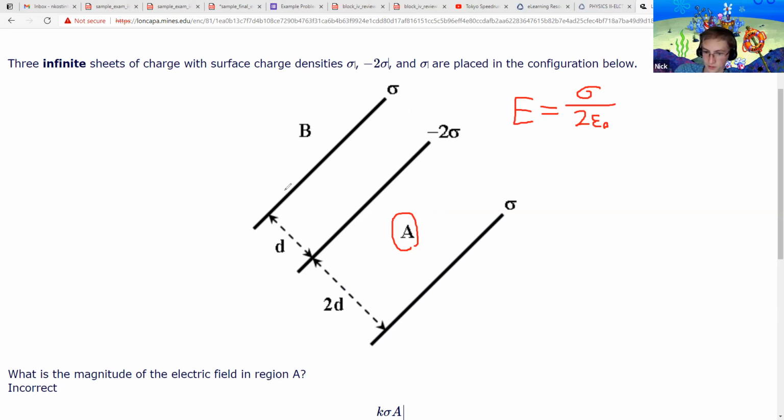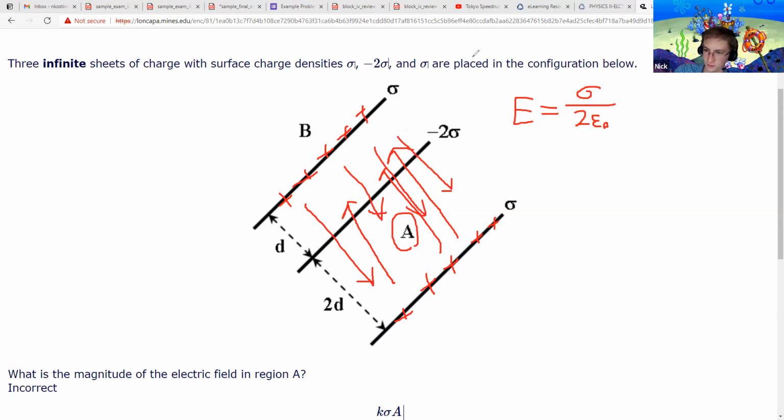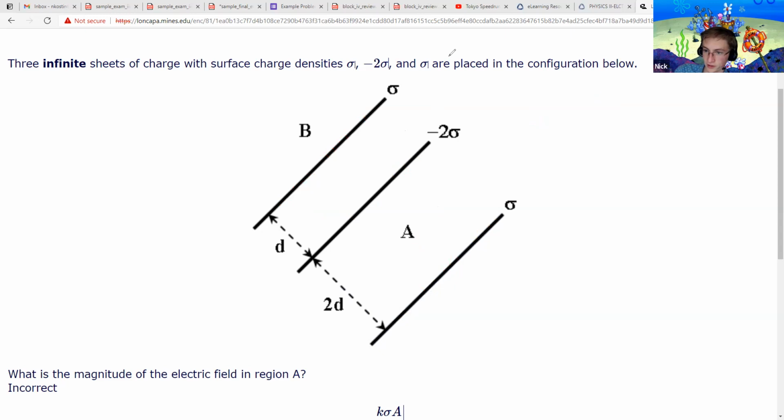So let's see, we have a positive sigma plate here, and then we have a positive sigma plate over here. Those two plates are going to cancel out, because electric field lines always move away from positive charges. So I have electric field lines going away from this bottom plate and going away from this top plate. But since they're both going away from each other, those two outer sheets, both of charge density sigma, are just going to cancel out. So all I have to care about is this sheet right here, the -2 sigma one.